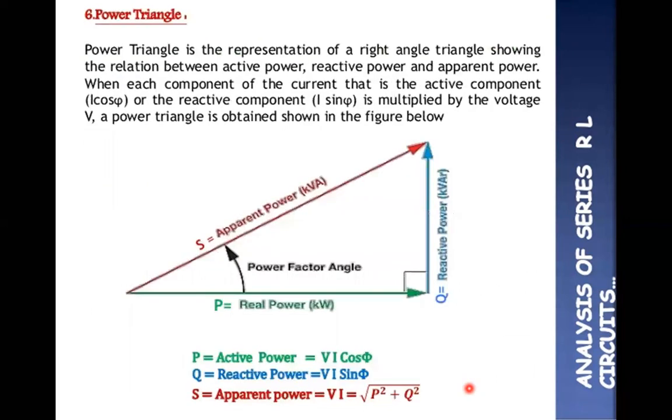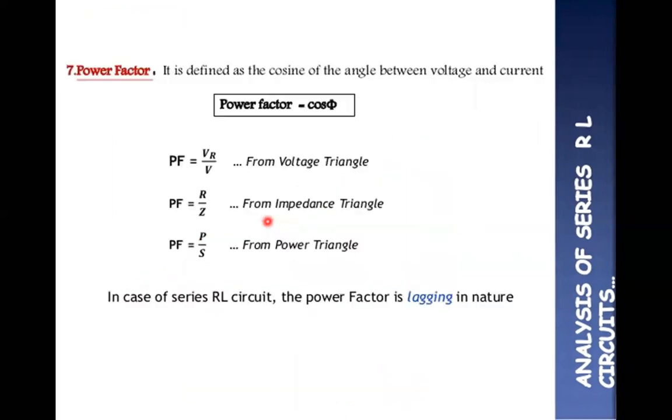And if you see the power triangle, it is a representation of a right angle triangle showing the relation between the active power, reactive power and apparent power. When each component of the current, that is the active component or the reactive component, is multiplied by the voltage, a power triangle is obtained as shown in the figure. We can see this is the real power, reactive power and apparent power, with each of the values specified.